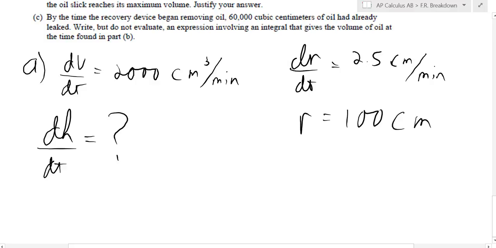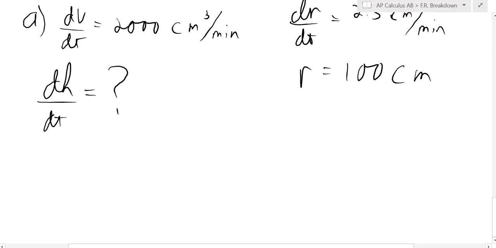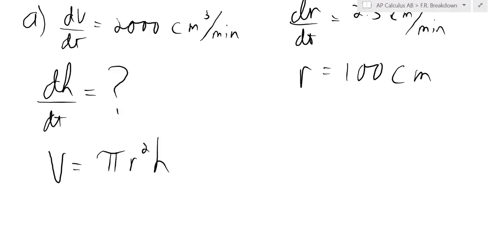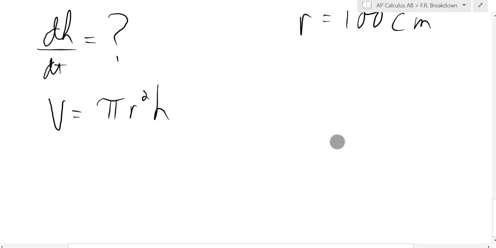We said with these kinds of questions, you want to link the rates you know to the rate you want to know. Since we know the rate of change of volume and the rate of change of radius, and we want the rate of change of height, if I can get an equation that has volume, radius and height in it, then I'm good to go. Since it's a cylinder, the volume is just pi r squared h. And we're not really interested in the volume, we're interested in the rate of change of volume, so what we're going to do with this equation is derive it with respect to time.